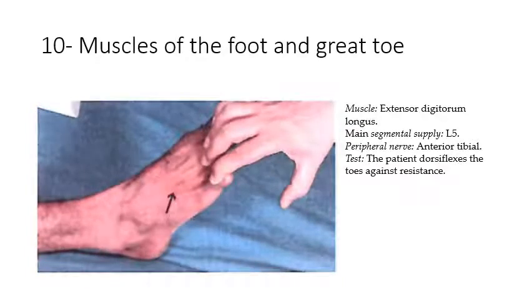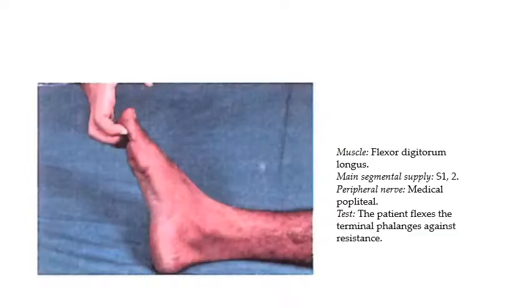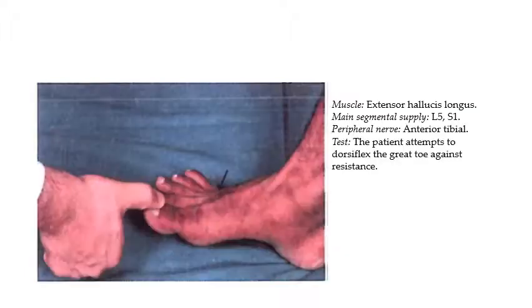Now we move to muscles of the foot and the great toe. We start with the extensor digitorum longus, which is supplied by L5 and the anterior tibial or the deep peroneal nerve. The patient is asked to dorsiflex the toes against resistance. Flexor digitorum longus is supplied by S1 and 2 and by the medial popliteal nerve. The patient is asked to flex the terminal phalanges of the toes against resistance.